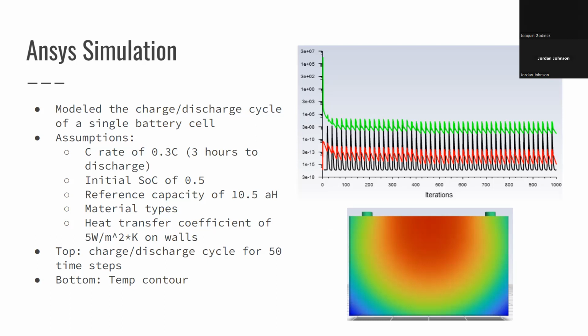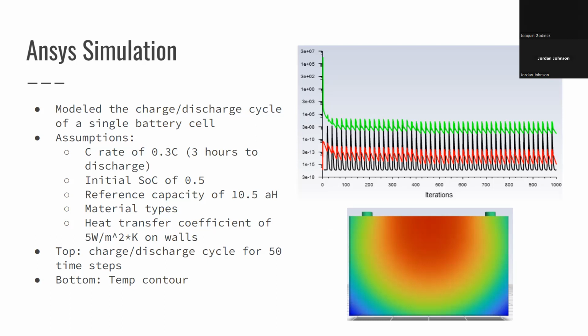The top figure is the charge-discharge cycle for 50 time steps. The black line is the overall energy charge, the green is the negative charge, and the red is the positive charge. The bottom is the temperature contour, again with just the energy being generated by the battery, so nothing with the flow channels or the active and passive cooling.